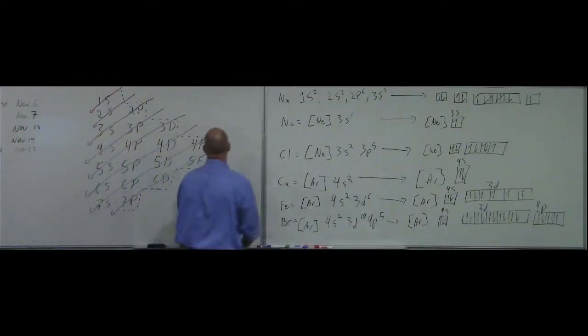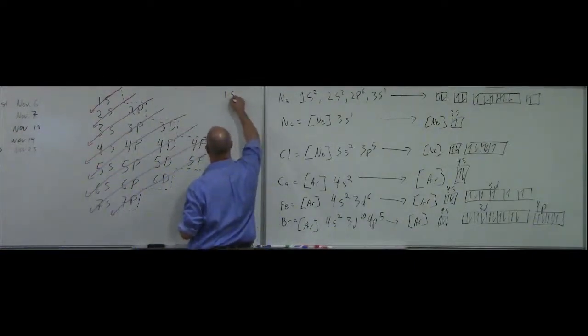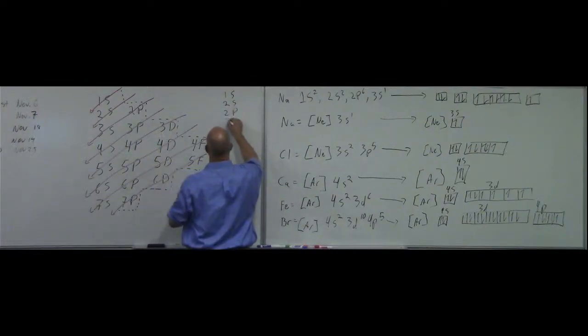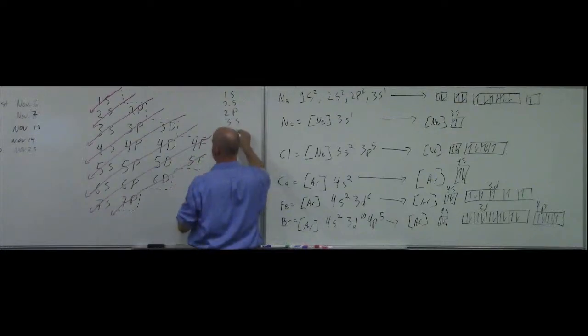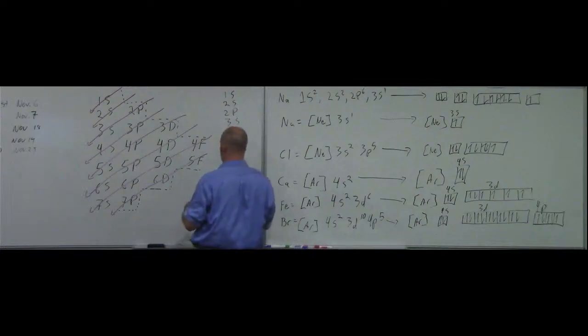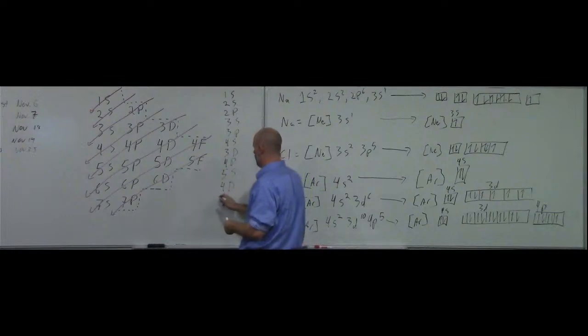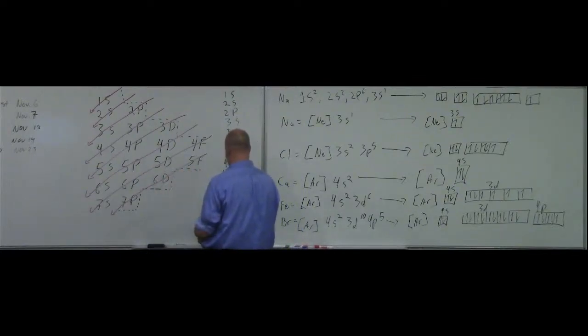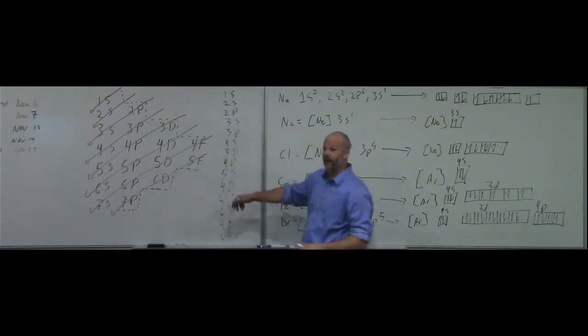What's my first one? 1s. 1s, and then 2s. 2s, and then 2p. 2p, and then 3s. 3s, then what? 3p. Call them out. 4s. 3d. Louder. 4p. 5s. 4d. 5p. 6s. Okay. 4f, 5d. I'm out of energy on this, but you get it, right?